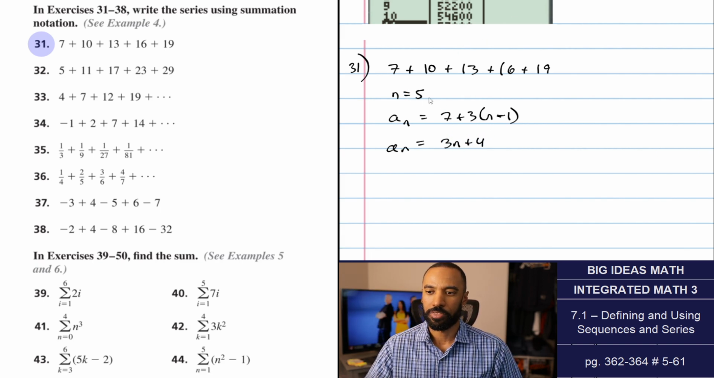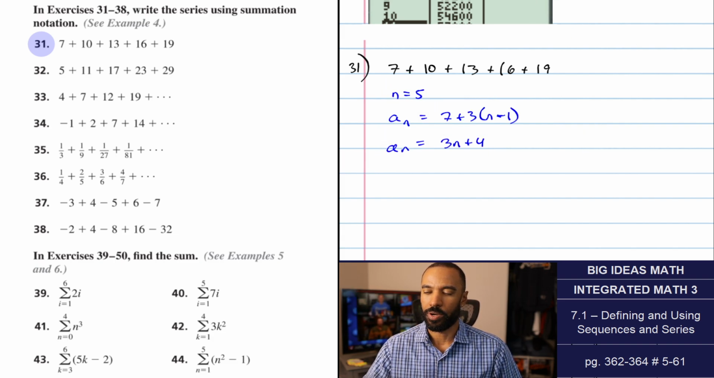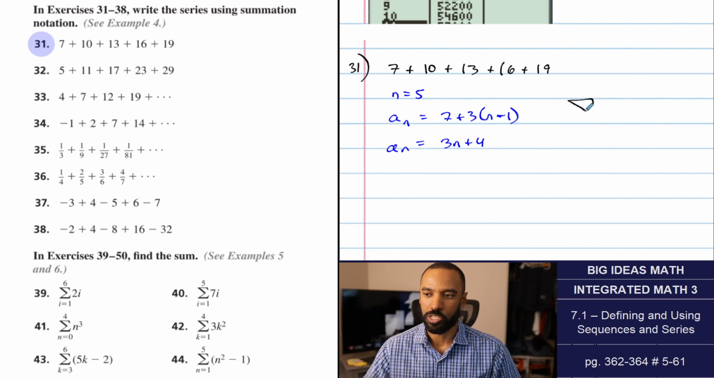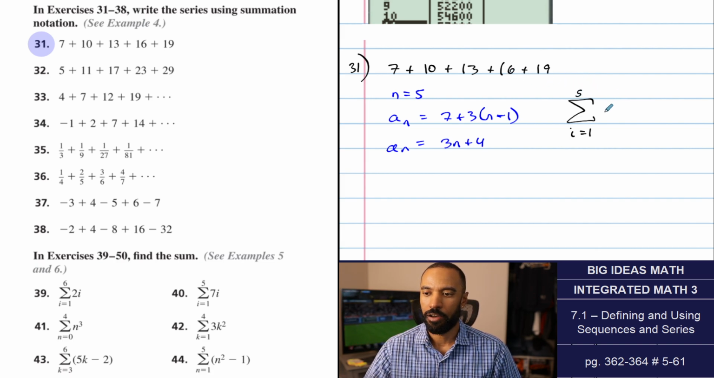So the way I want to write out this rule will be as follows. I'm going to use that sequence rule. I'm going to use I instead. The book tends to use I. Sometimes they use K. I don't know. But we're going to go from the first term to the 5th term of the rule 3n plus 4. Oh, 3i plus 4, excuse me.